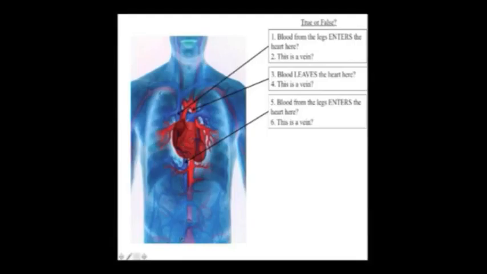And similarly to what we saw above, where blood was entering the heart through this vein, statement number 6 says this is a vein, which is actually true as well, because blood is always entering the heart through veins. So as a wrap-up, 1 is false, 2 is true, 3 is true, 4 is false, 5 is true, and 6 is true.